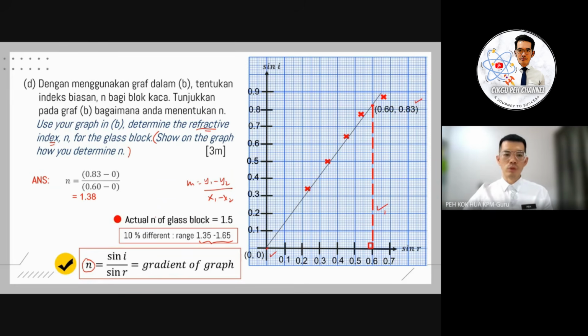So that means we're not referring to the actual value of the glass block. Your answer will be referenced to your physics teacher who is conducting the experiment together with you at the actual paper 3 exam.